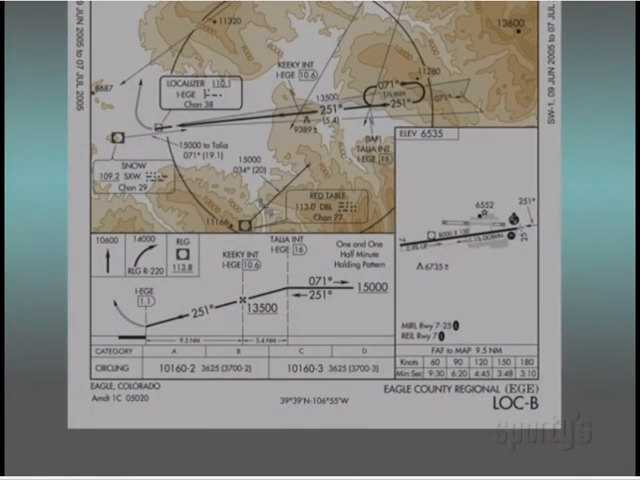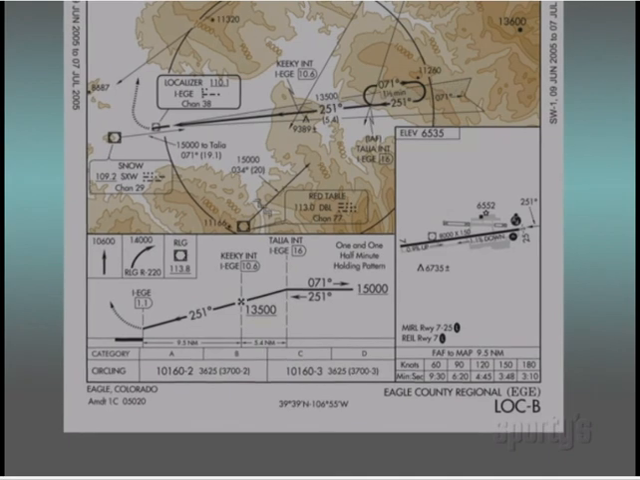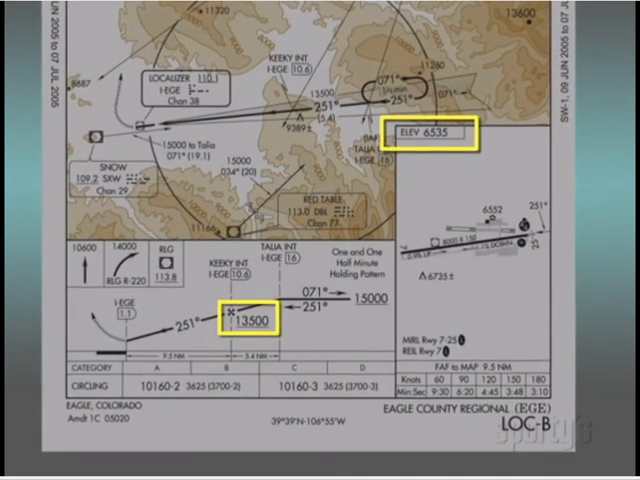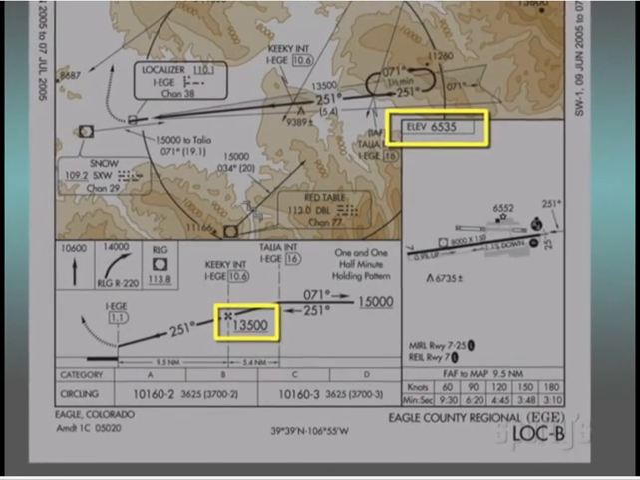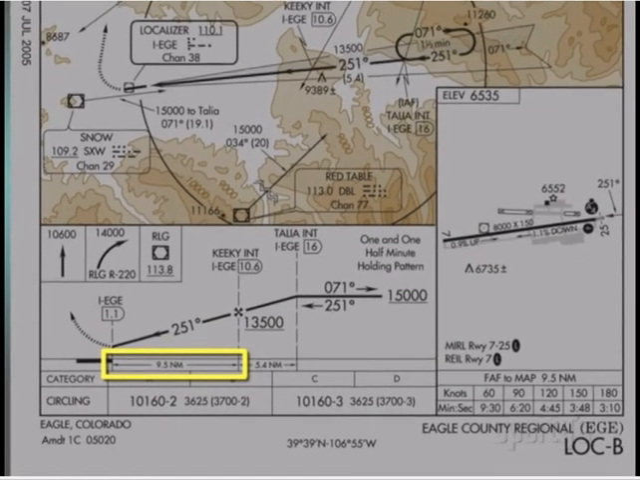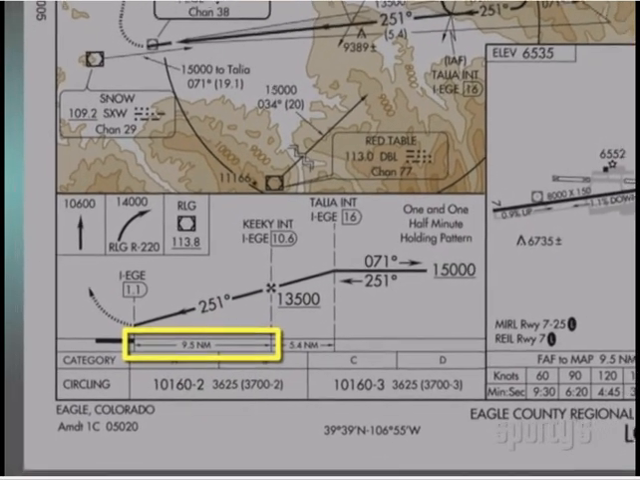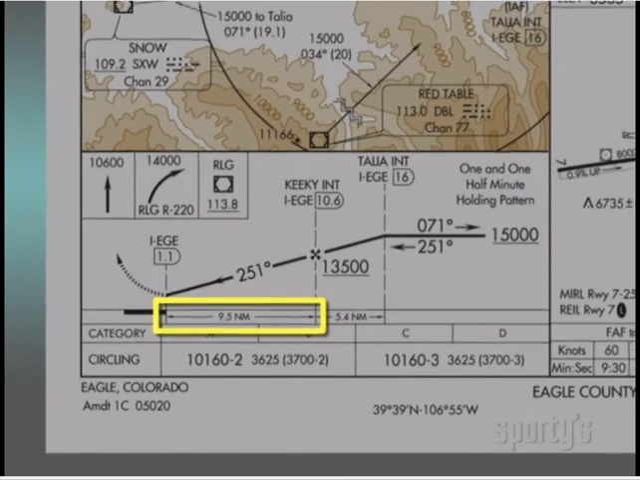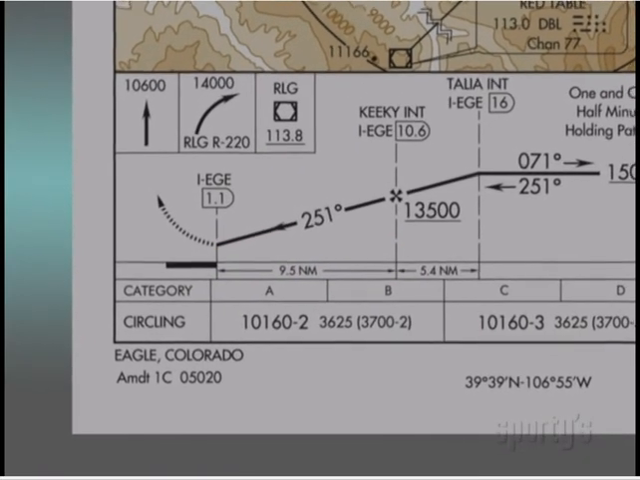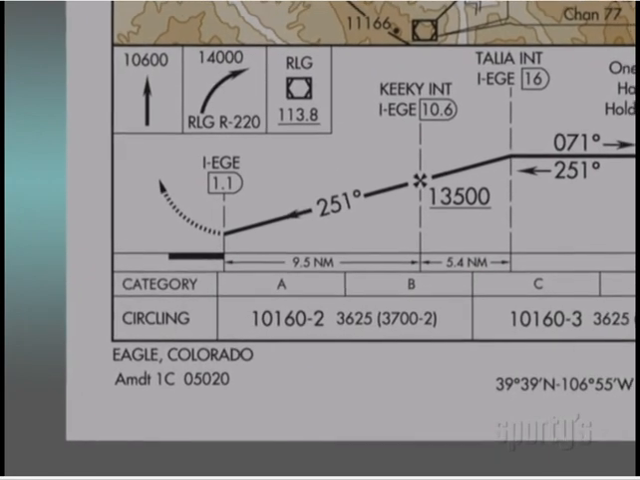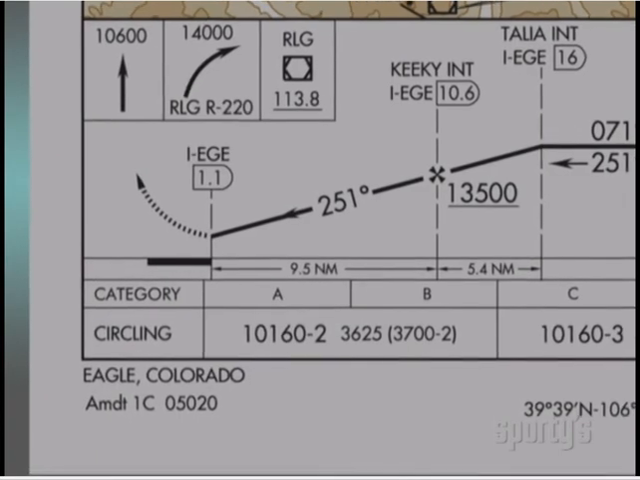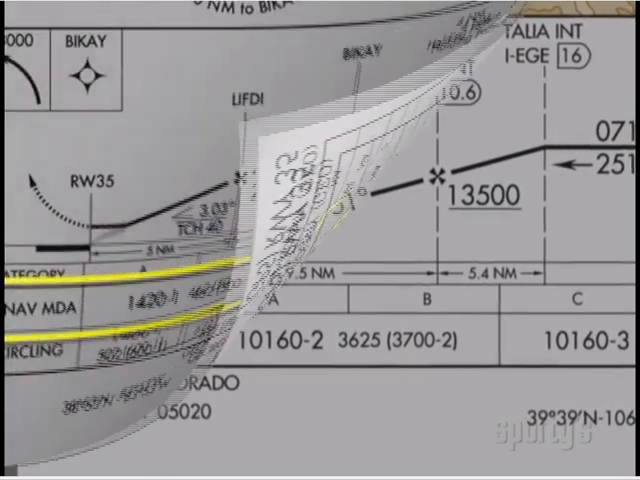The Localizer Bravo approach for the Eagle County Regional Airport in Colorado requires a descent of 6,965 feet from the final approach fix to the runway touchdown zone. It's 9.5 miles from the final fix to the runway. At a ground speed of 90 knots, this calls for a descent of 1,100 feet per minute. Because descent rates over 1,000 feet per minute on an instrument approach can be hazardous to your health, there are only circling minimums at this airport.